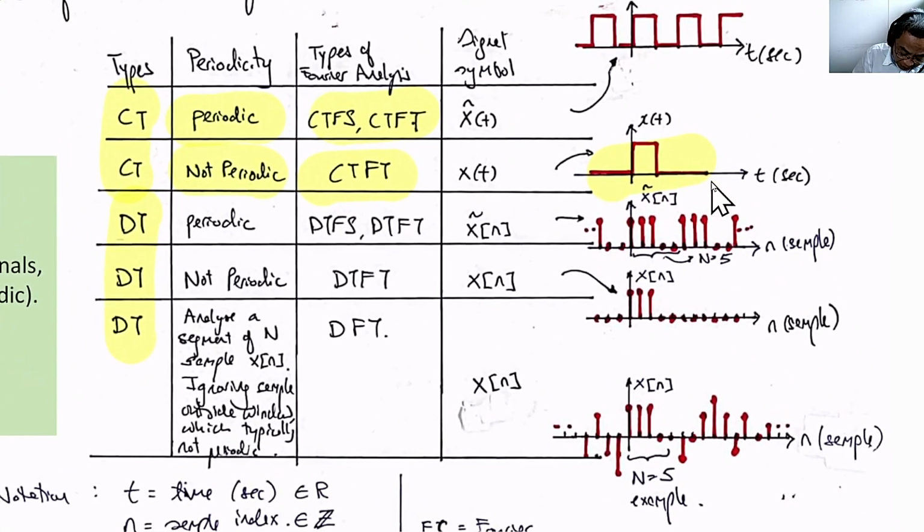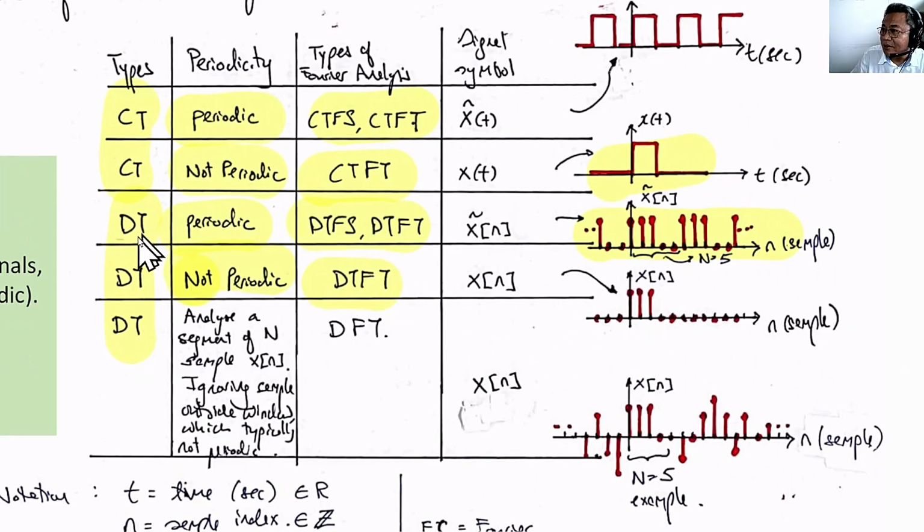Similarly, if the signal is discrete time, we'll use discrete time Fourier series or discrete time Fourier transform on periodic signal. So this is the signal. The x-axis is time in samples, and the y-axis are the values. This is a periodic sequence. Remember, both DTFS and DTFT can be used to analyze periodic signal. For aperiodic signal, or not periodic signal, only DTFT, discrete time Fourier transform, can be used.